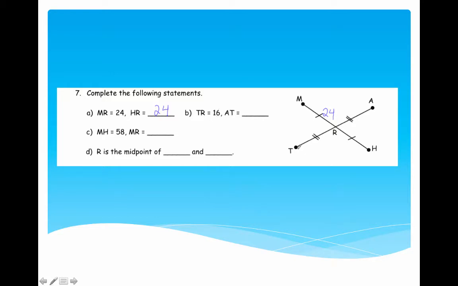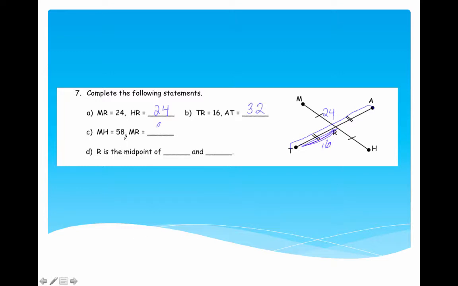This one says TR is 16. So this here is 16. And it asks, what is AT? AT goes all the way across. So if this is 16, then this is 16, which means the whole thing is 32.